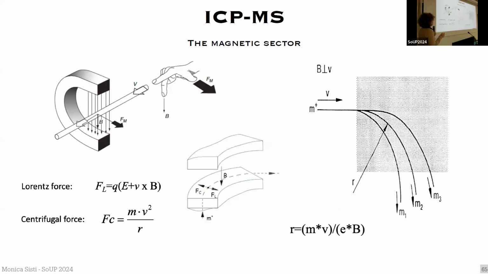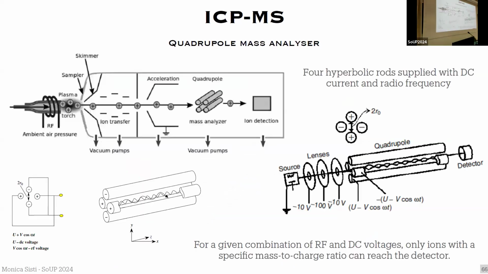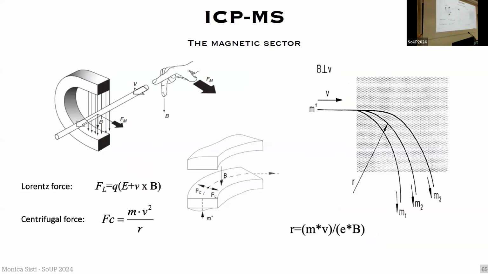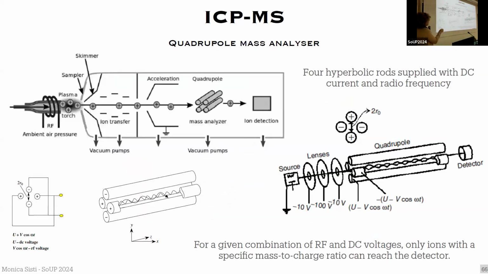So this is basically how the separation works. We can go very fast here with the magnetic field. You can separate the ions according to their mass. This is the simplest separation that you can have, with just a magnetic sector. There is the quadrupole ICP-MS, which was used a lot in the past, and now, as I will show in the next slide, very recent developments.